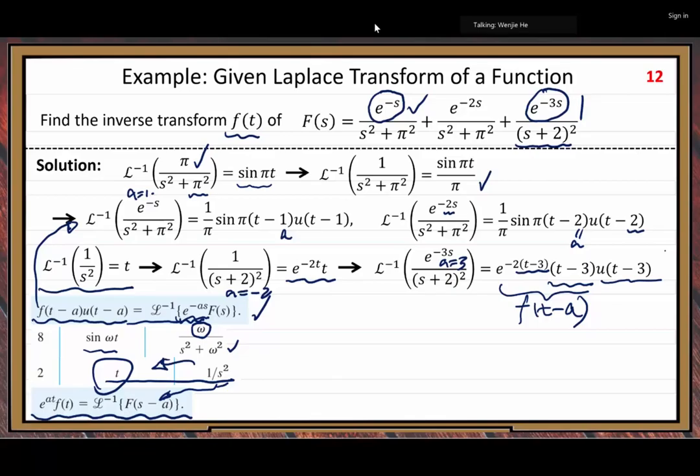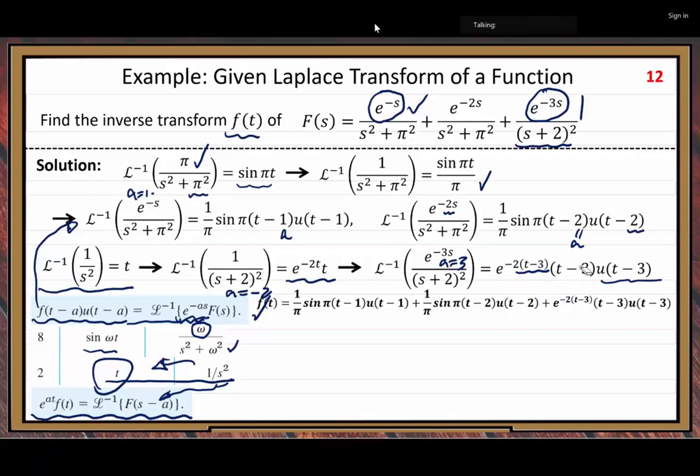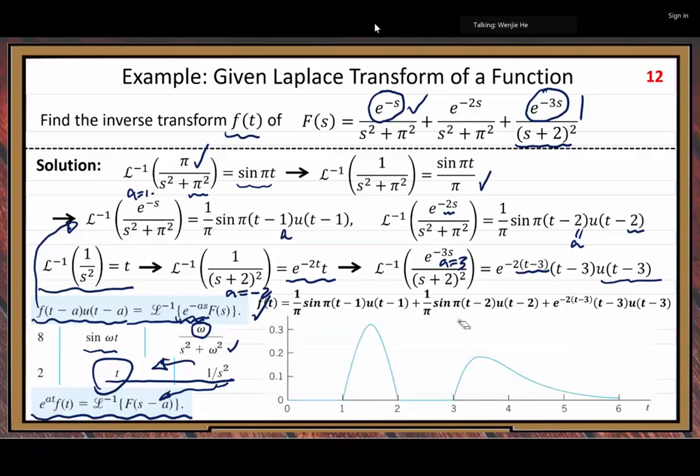You put them all together, and you get this long expression. Then we can draw the graph. So this is the graph. But when you draw the graph like this, we want to understand why its graph looks like this.